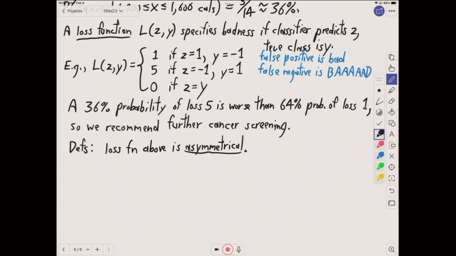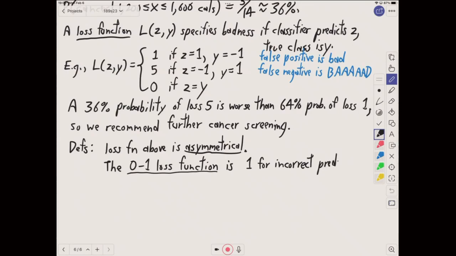Now, the most common loss function used in machine learning and statistics is just called the 0-1 loss function. The 0-1 loss function is a function that is just 1 for all incorrect predictions. And 0 for all correct predictions. So that is obviously symmetrical. False negatives, false positives are penalized equally, 1.